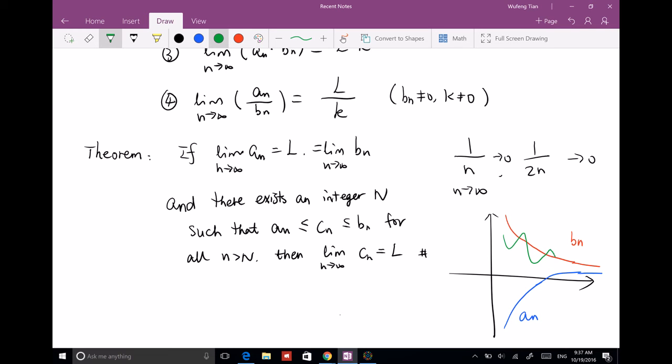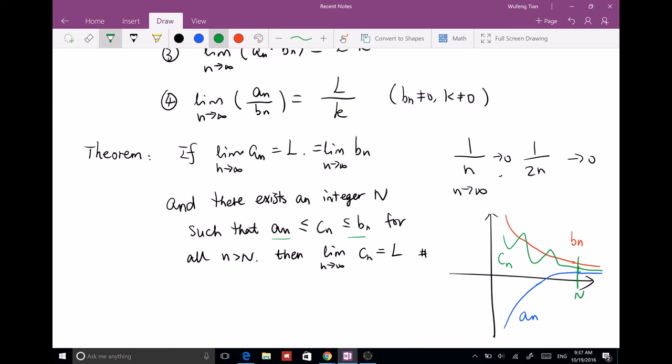But after one point, it doesn't matter what happens before this point. The green one is cn. It doesn't matter what happened before this certain point. But after this point, cn is between an and bn. Since both an and bn converge to the same point L, then cn will also converge to the same point L.